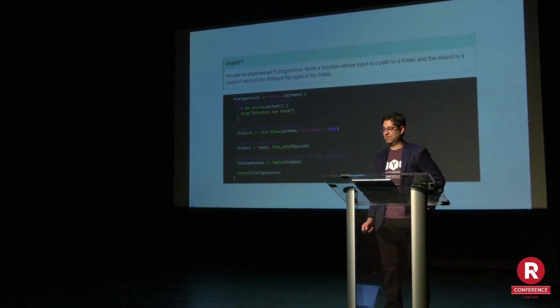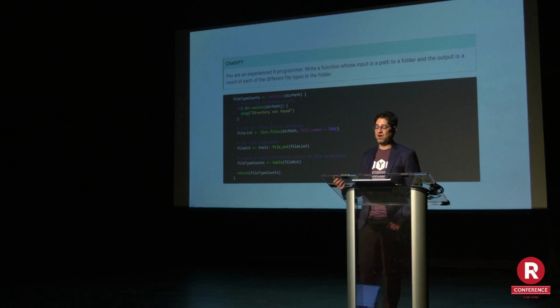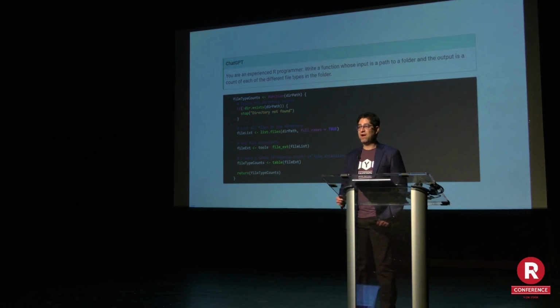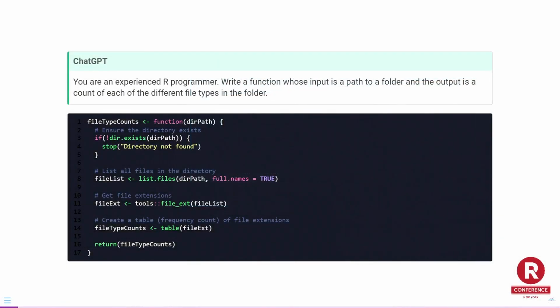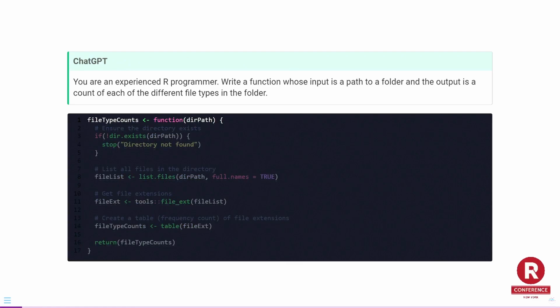So first up, we will ask the question, the prompt: you are an experienced R programmer, write a function whose input is a path to a folder, and the output is a count of each of the different file types in the folder. Now, notice what it gave me. I didn't say to use base R. It just used base R. And it does camel case. It just did camel case. I didn't say that I like camel case, and it knew. The one thing I don't really like is the opening curly brace on the function definition line. I prefer it on its own line, but I could live with that.